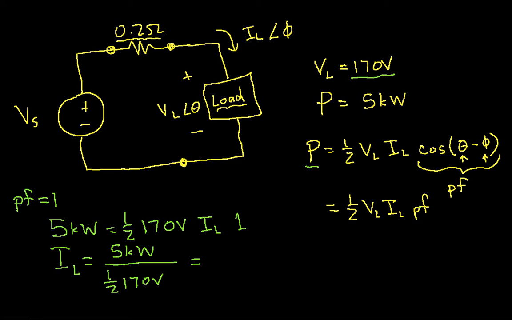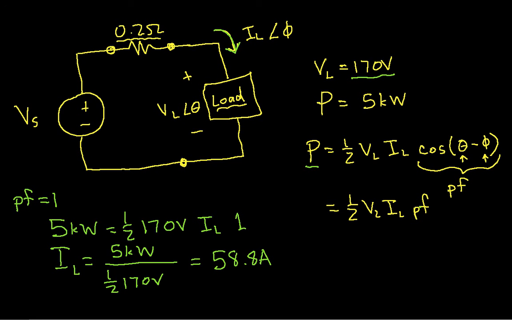Okay, and if I work this out, you have to remember 5 kilowatts is 5,000 watts. I've seen students mess that up quite a bit. So you've got 5,000 divided by 1/2 times 170, and if I've worked this out correctly, this is 58.8 amps. Okay, so that says with a power factor of 1, I need to have 58.8 amps flowing through my load with a voltage across it of 170 volts to get my 5 kilowatts.